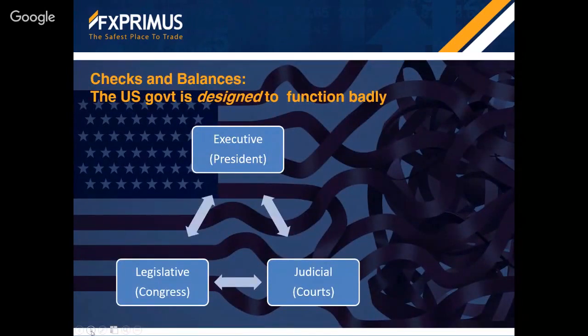One of the things I want to emphasize from this, a lot of people say that, well, the US government is dysfunctional, it isn't working, they can't get anything done. A mistake. This is not a bug in the system. This is the design of the system. It was designed to work badly. Each of these 3 groups can check and balance the other ones. And that's the way it was set up to be.